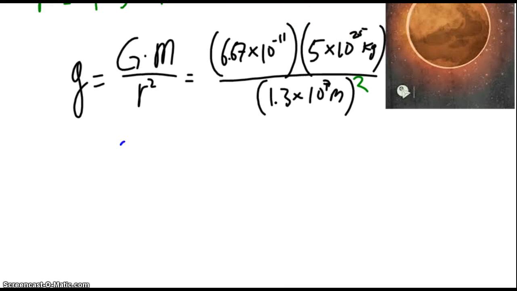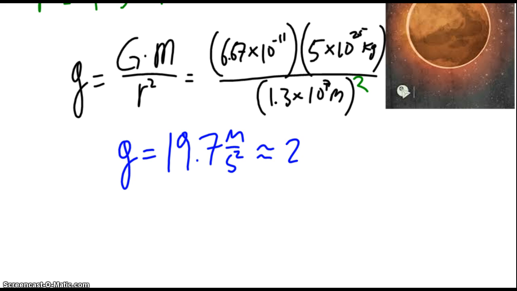Okay, and when you're all said and done, you should get a value of g equals 19.7 meters per second squared. So roughly 20 meters per second squared, which compared to Earth is about twice the gravity. So Vulcan has twice the gravity of that on Earth. So quick example, a person on Vulcan would feel twice as heavy as he or she would feel on Earth.